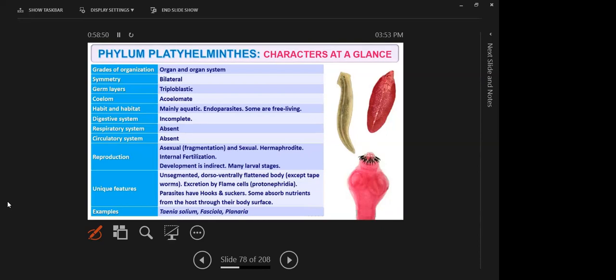Read all those at a glance, loud. Yes, very loud. So, grade of organization: organ and organ system. Symmetry is bilateral. Germ layers: triploblastic. Coelom: acoelomate. Habit and habitat is mainly aquatic and endoparasites. Some are free living, very few. So let's make it: very few are free living.